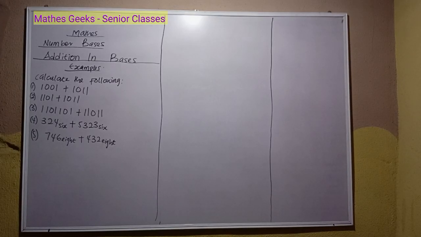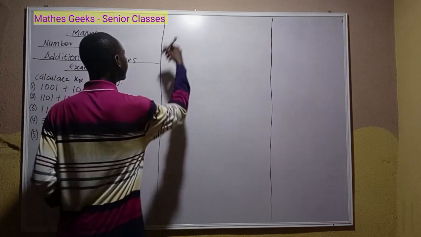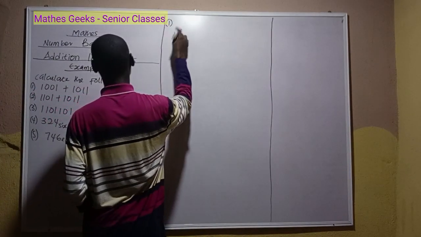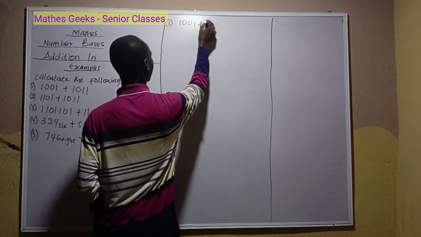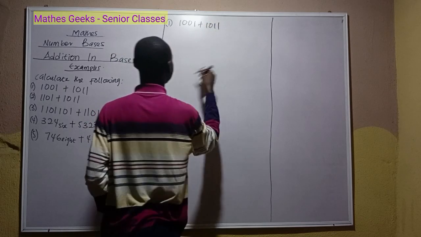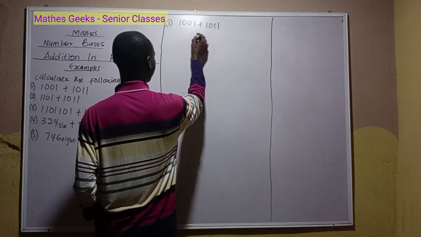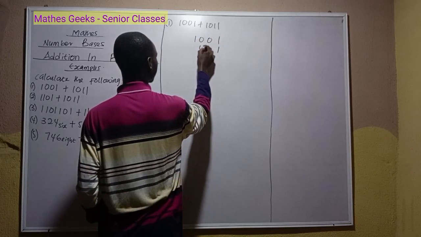This lesson is about addition in bases. We are going to carry out addition in different bases, base 2, base 3, base 4, and so on. So let's take the examples. So we're going to arrange it. 1001 plus 1101.